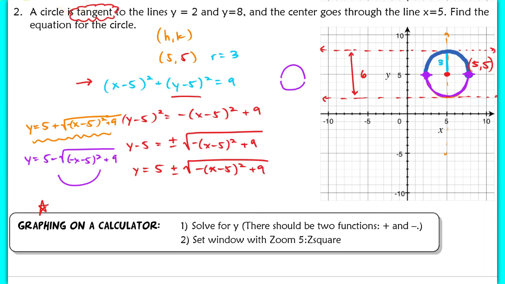Now at first when you graph that circle on your calculator, it probably won't look much like a circle. In fact, it'll probably look like an ellipse. And that's because what you need to do is set your window to zoom square, and that way it'll really make the shape look like a circle if you set it to this correct setting, zoom square.